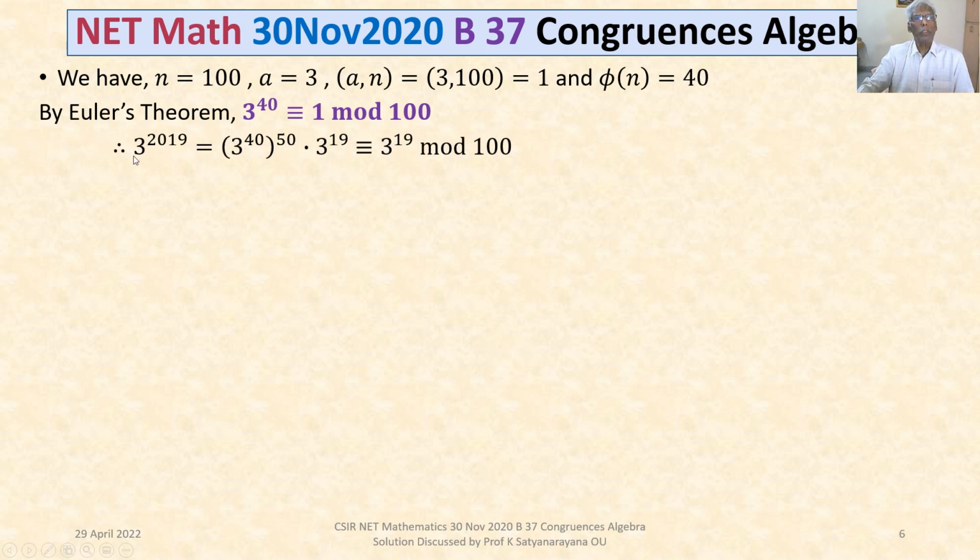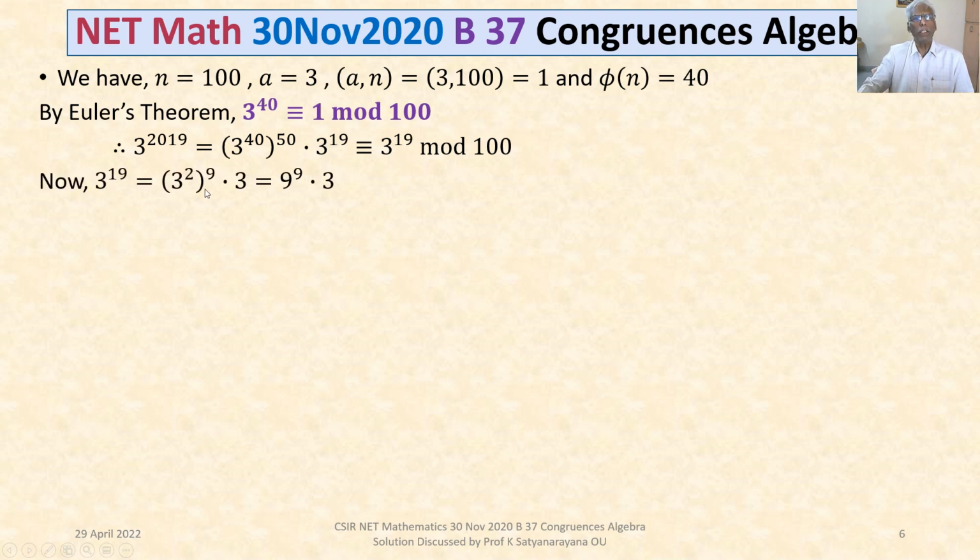Now, 3 power 2019 can be written as 3 power 2000 plus 19 in the power. So, that will be 3 power 40 to the power 50 into 3 power 19. And 3 power 40 is congruent to 1 mod 100. Therefore, this is congruent to 3 power 19 modulo 100. Now, 3 power 19 is bigger than 100. We continue still further and we find the remainder.